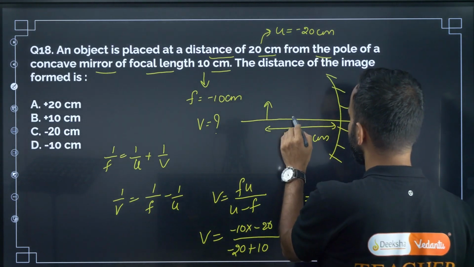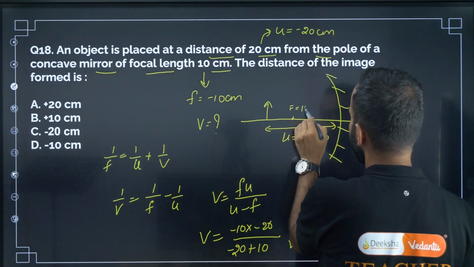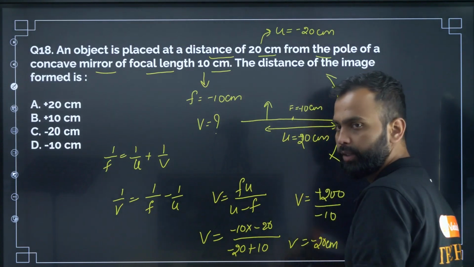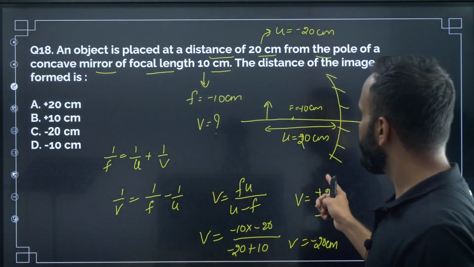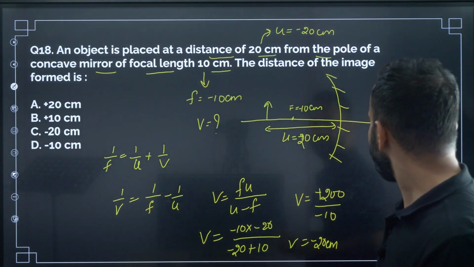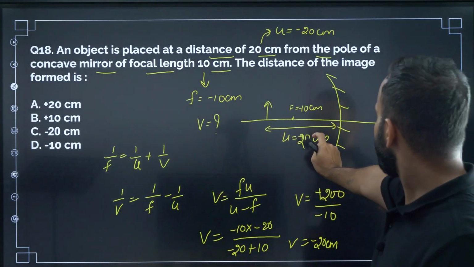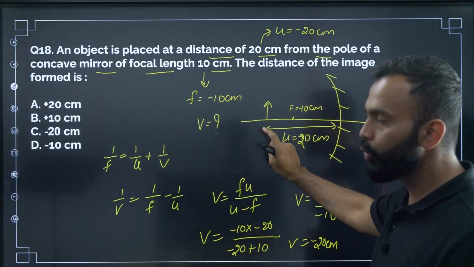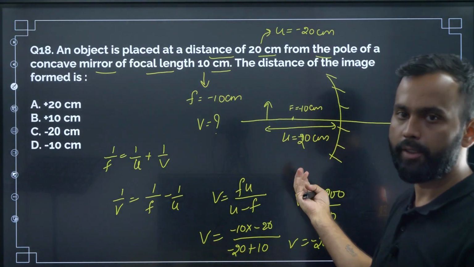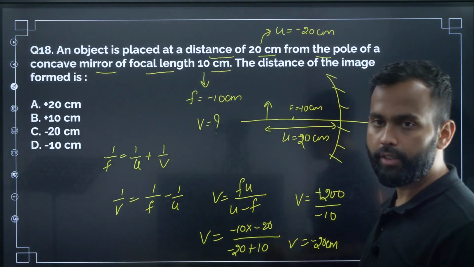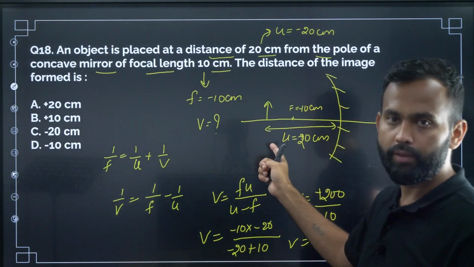It's 10 centimeter, right? F equal to minus 10 centimeter. So we need to find the position of the image. Here the object is kept at 2f, 2 times the focal length of the concave mirror, right? Object is kept at 2f.